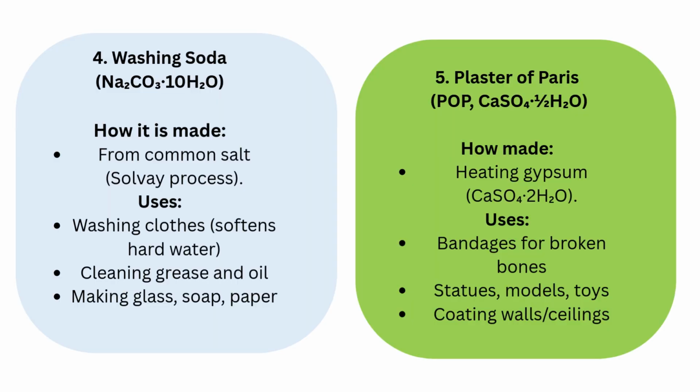Next is washing soda. It can be made from common salt. It is used in washing clothes and making glass. Next is plaster of Paris. It is made by heating gypsum. It is used in making bandages for broken bones. It is also used to make toys and models.